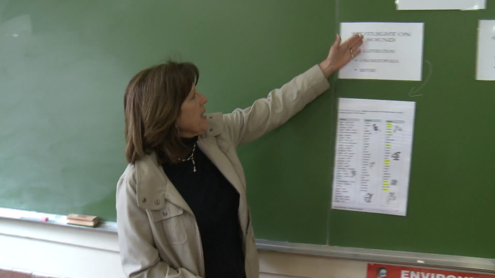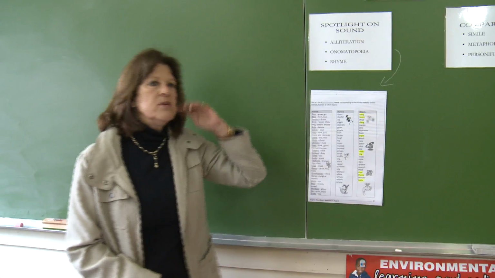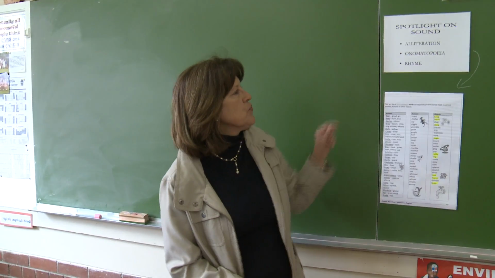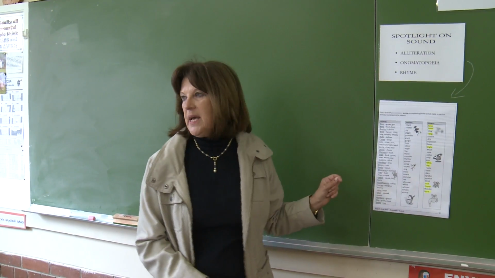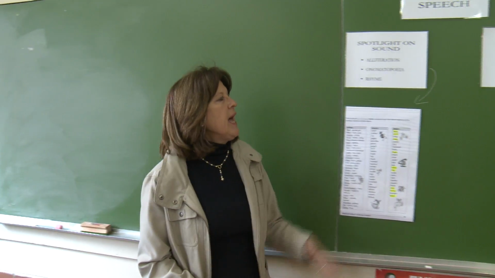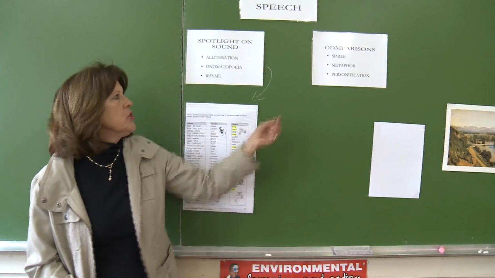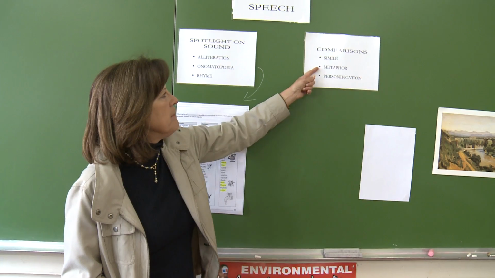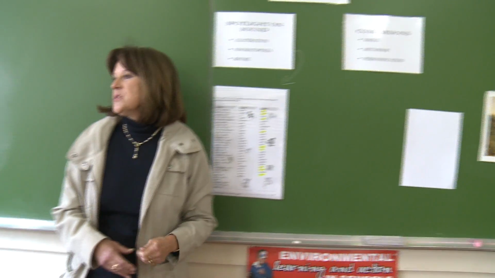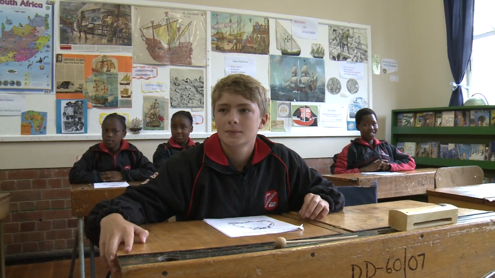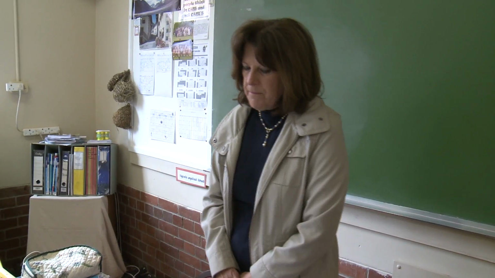So let's just go back again. Spotlight on sound. So to bring sound into your poem, you use alliteration, onomatopoeia, rhyme, and to compare things so that you get more images, you use similes, metaphors, and personification. And in this way, you will all be able to create beautiful mind pictures in your poems.